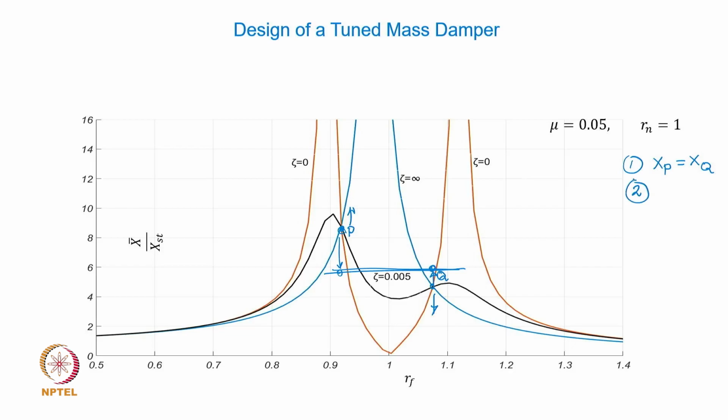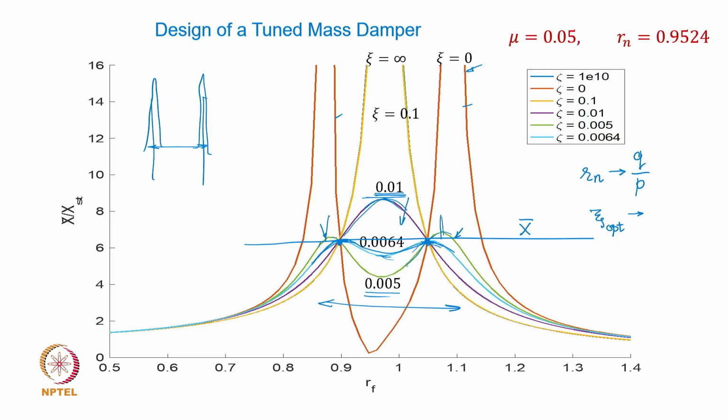First is you somehow get to have these two response amplitudes to be identical, and then optimize the damping factor so that the graphs pass through zero slope through these points, and that will ensure that the response is contained and limited at all frequency values. Okay, so this is the basic philosophy. Okay, how do we achieve that?